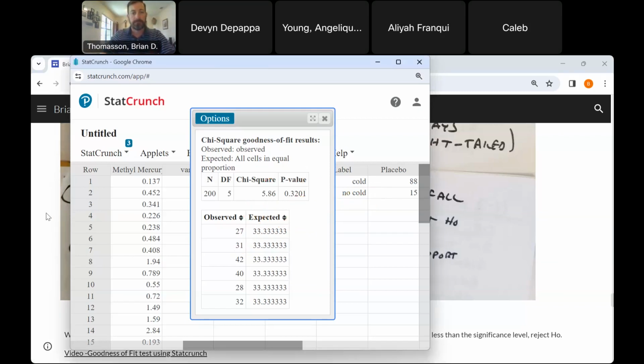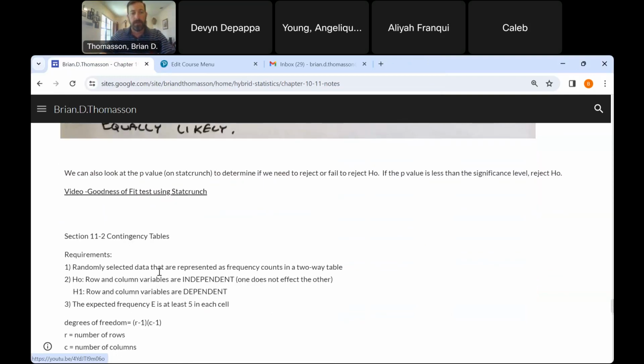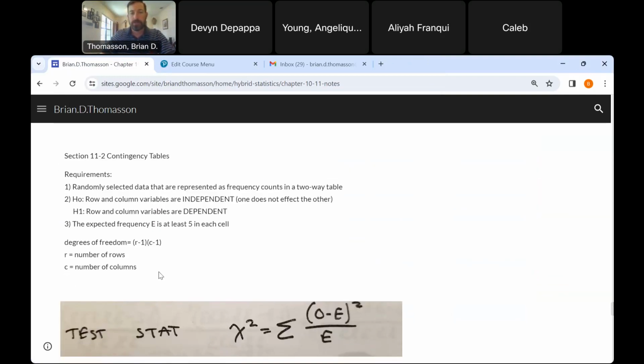Okay. All right, and then we have our final section here. Here we're talking about contingency tables. So this is a two-way table. Requirement 1 is that randomly selected data represents the frequency counts in a two-way table. So we have two different variables, and we're trying to figure out if one affects the other.